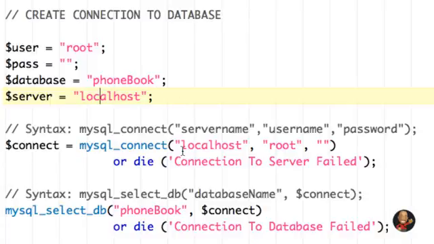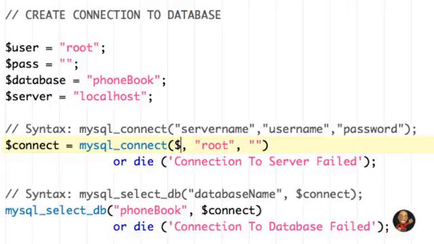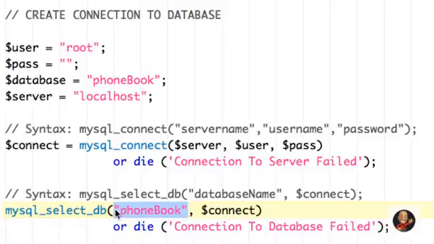So now when we come back down here where we actually typed out localhost, root, and no password, and phone book, we can just type the variable. So what I mean there is we can just type, for this case, server. Then for root, we can type just user. Then again, for here, we can just type pass. Then if we come down here as well, we can change phone book to, you can also do this. This will work fine too. Just put it as database and have it within the double quotes.